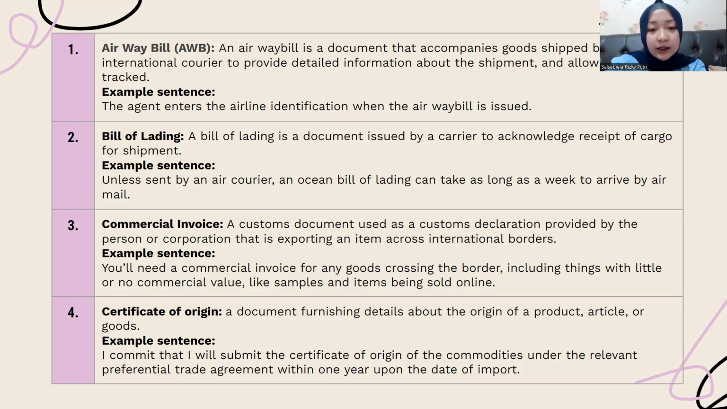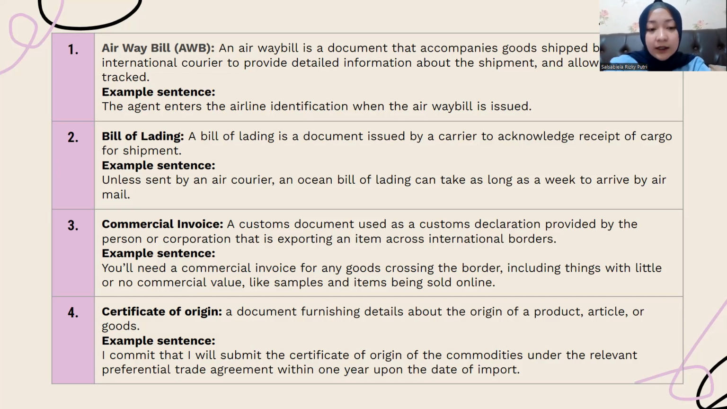Third, commercial invoice or CI. When used in foreign trade, a commercial invoice is a customs document and it is used as a customs declaration provided by the person or corporation that is exporting an item across the international borders. The example sentence is, you will need a commercial invoice for any goods crossing the border, including the things with little or no commercial value, like samples and items being sold online.